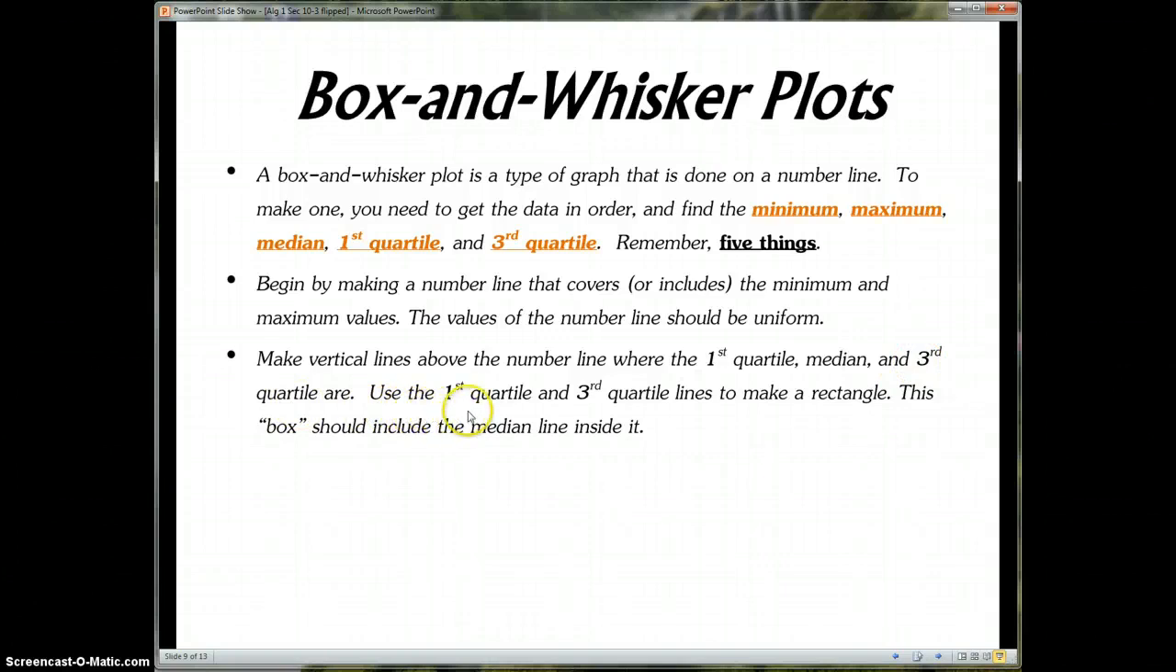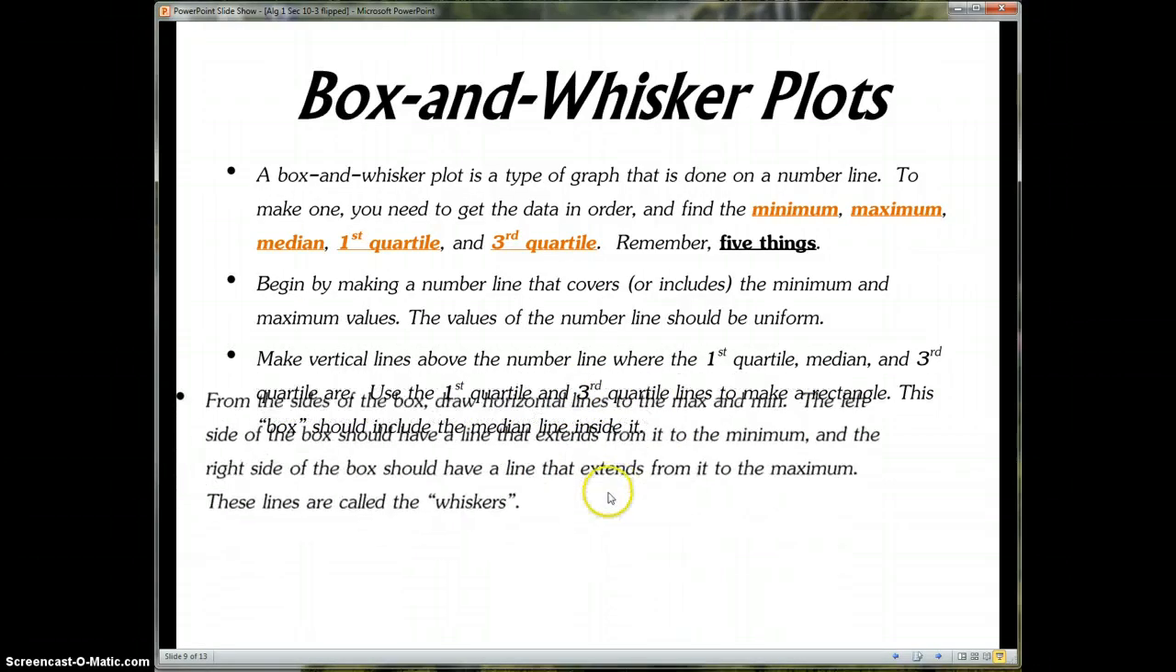Then you're going to use the first quartile and third quartile lines, and you're going to make a rectangle, or a box, out of those. Those lines above the first quartile and third quartile will be the sides of the box. Then you make the top and the bottom, and notice that it should have the median line inside of it.